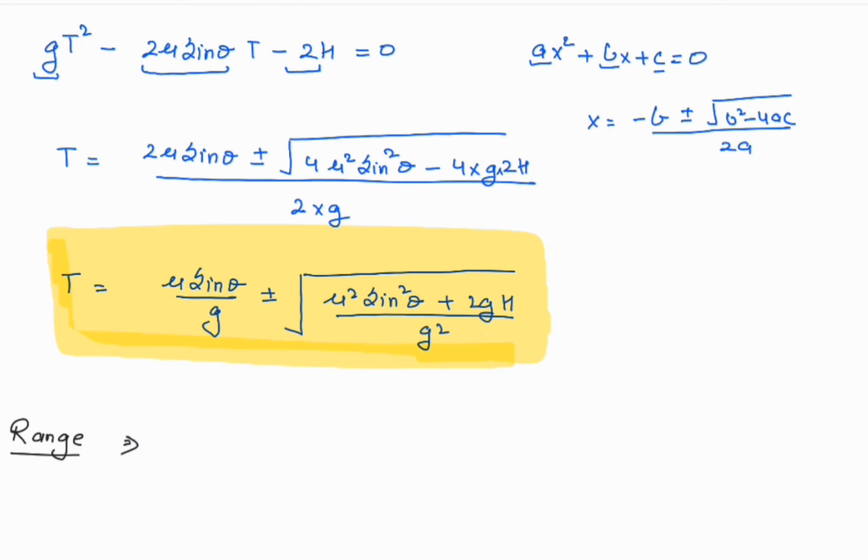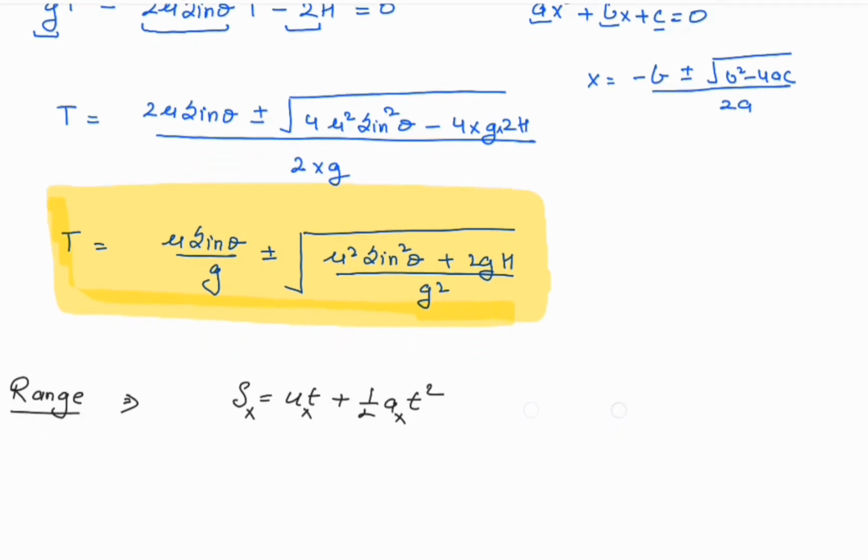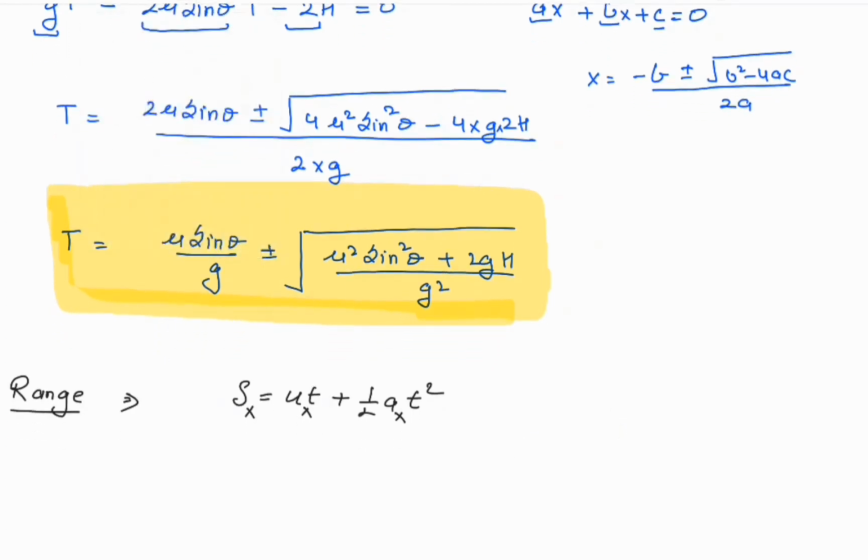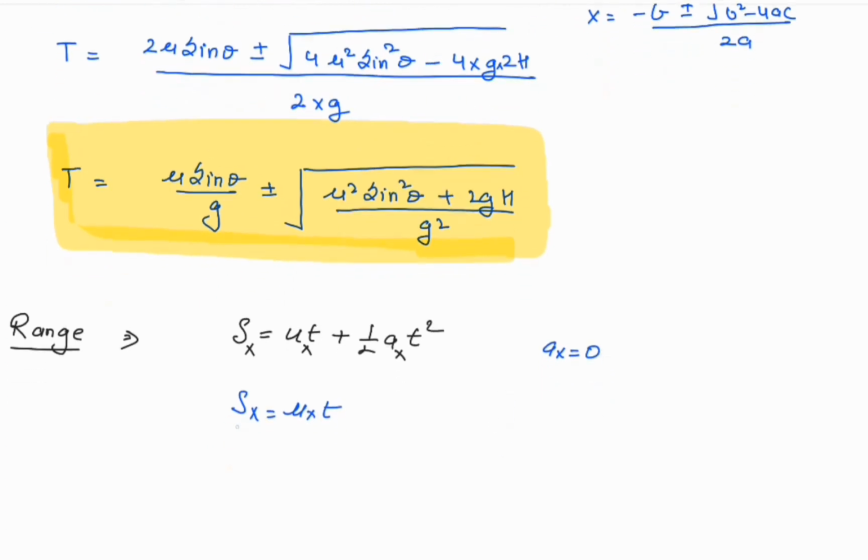For the calculation of the range, I am going to use the second equation of the horizontal axis. We know the second equation for straight line motion: s is equal to ut plus half at square. Put x over here, x over here, x over here. Why? Because we are writing the equation for the horizontal axis. Then we know a of x is 0 for the horizontal. This means s of x is equal to u of x into t. s of x means range.